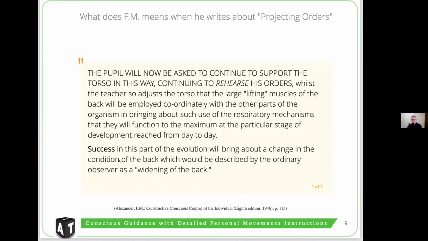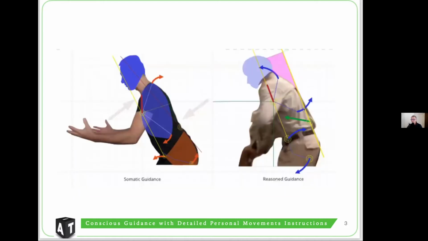Alexander says success in this part of the evolution will bring about a change in the condition of the back, which would be described by the ordinary observer as a widening of the back. When the back goes back relatively to the arms, the back is seen to widen. It's obvious. When the back is going forward, relatively to the arm and upper torso, you are expanding the front, not the back. This is what I call narrowing the middle back.